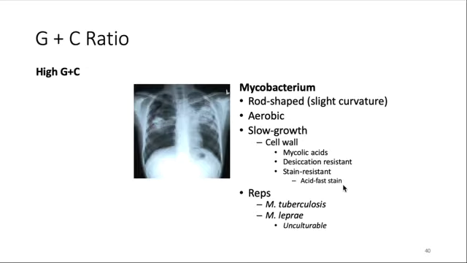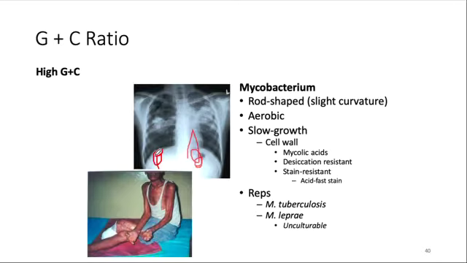Mycobacterium tuberculosis is implicated in tuberculosis, which is a lung disease. It could also affect other parts of the body apart from the lungs, but it could lead to scarring of the lung tissues, as you can see in this picture here. Mycobacterium leprae could lead to the loss of the digits. So there is a serious loss of tissue in terms of the hands and sometimes the feet as well.